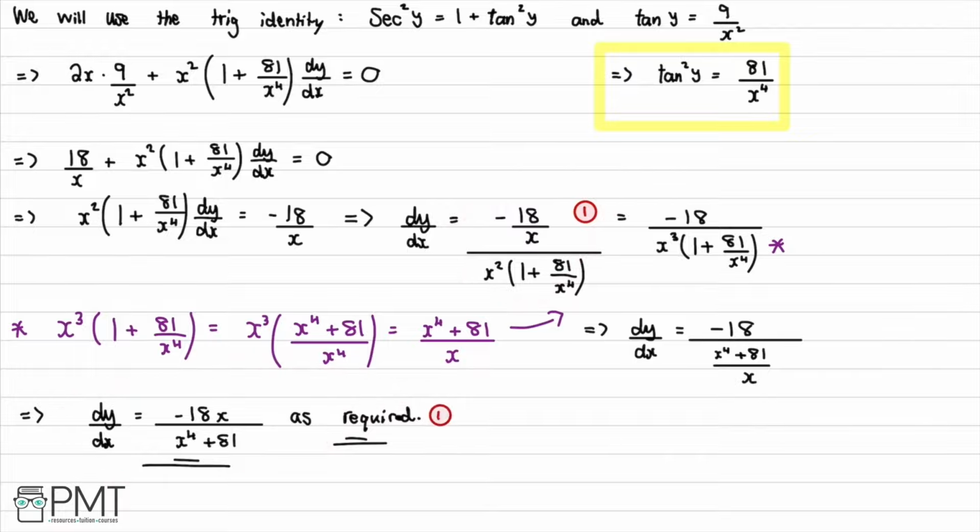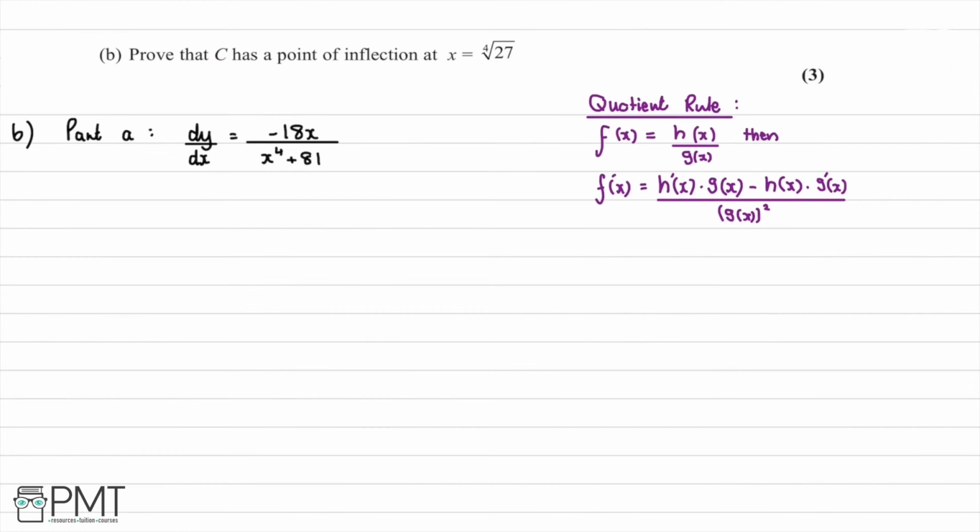So that's at that point there we receive our 4th mark. So in part B, we're asked to prove that the curve C has a point of inflection at x is equal to the 4th root of 27. So this is going to be equal to 27 to the power of 1 over 4. As we don't normally see the 4th root of something, we normally deal with the cubed and the squared root, but this is the 4th root.